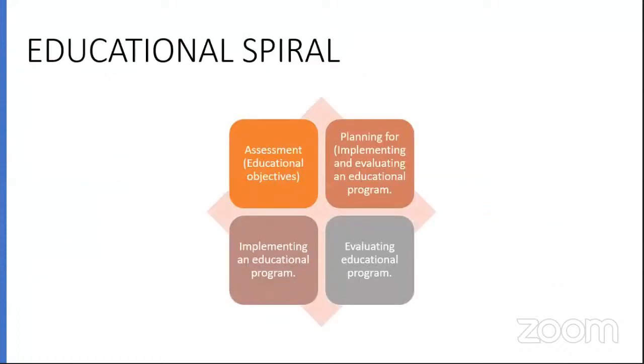Educational spiral. Educational spiral is a teaching method based on the premise that a student learns more about a subject each time the topic is reviewed or encountered. Whenever a student encounters the topic, the student expands their knowledge or improves their skill. So this is about educational spiral, but the basic 4 elements are assessment, planning, implementing, and evaluating. Let's discuss each point.